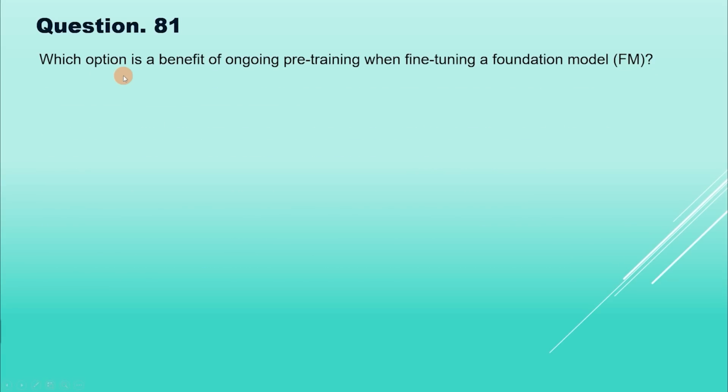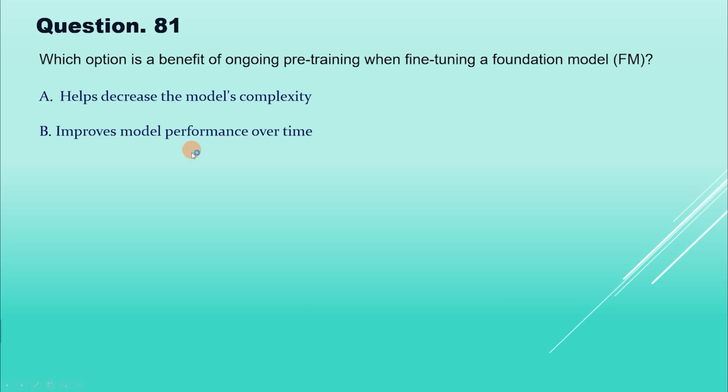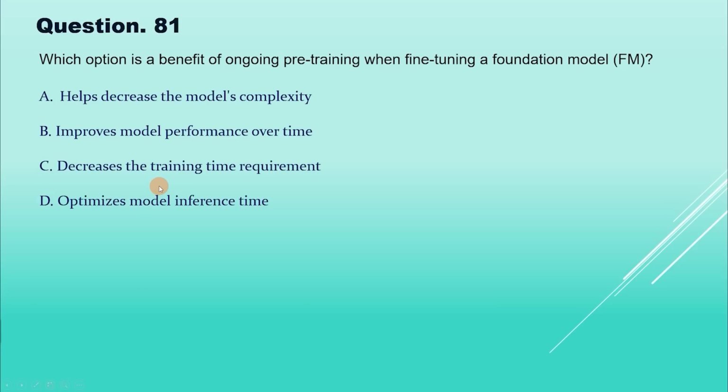Now question number 81. Which option is a benefit of ongoing pre-training when fine-tuning a foundation model? Here are the options: A, helps decrease the model's complexity. Option B, improves model performance over time. Option C, decreases the training time required. Option D, optimizes model inference time. Take your time to guess the correct answer.